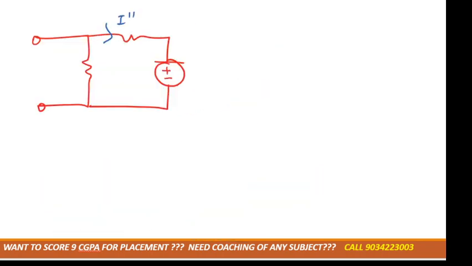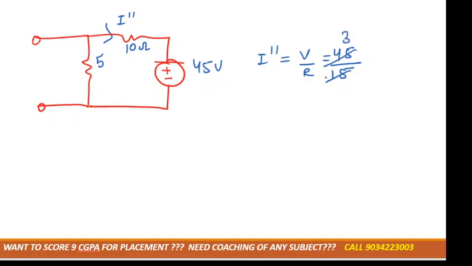So this is 5 ohm and this is 10 ohm, and the voltage is how much? 45 volt. So I double dash is how much? V by R. V is how much? 45 divided by 5 plus 10, which is 15, right? If we solve it, then we'll get 15 threes are 45, right? So I double dash will be 3.